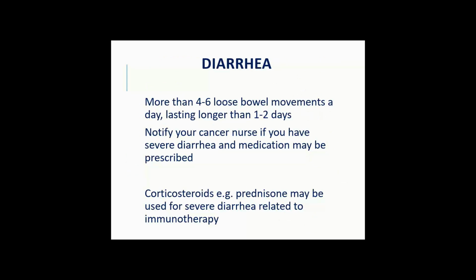So diarrhea, more than 4 to 6 loose bowel movements a day, lasting more than 1 to 2 days. If you have severe diarrhea, you should notify us. We'll more than likely give you anti-motility agents or anti-diarrheal agents. If we think that your diarrhea is related to immunotherapy, then we may give you corticosteroids like prednisone to quiet the immune response as well. So usually a combined approach for significant diarrhea. Next slide.